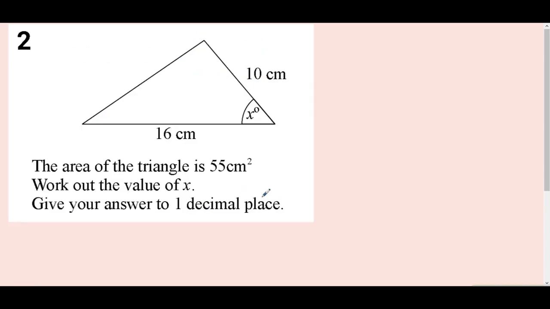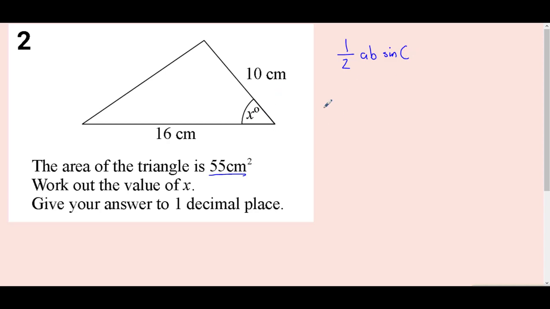Question 2 gives you a triangle. It's not right angled, but it tells you the area is 55 square centimeters. We've got 2 side lengths, we've got the angle between them. That immediately indicates that we're going to be using the trigonometric formula for the area of the triangle, half ab sine C. Well, here we've got a and b, but we don't have C. C is x, C is our unknown.